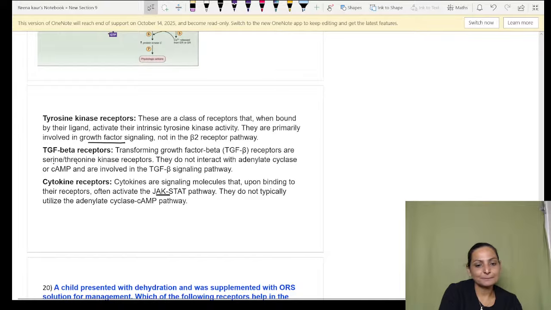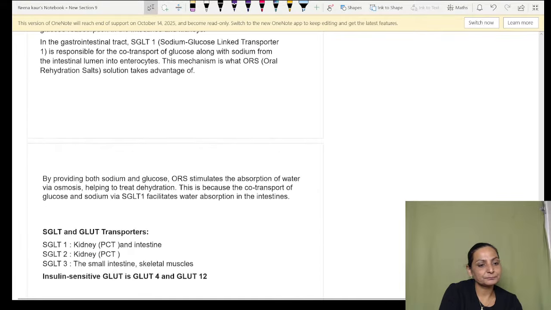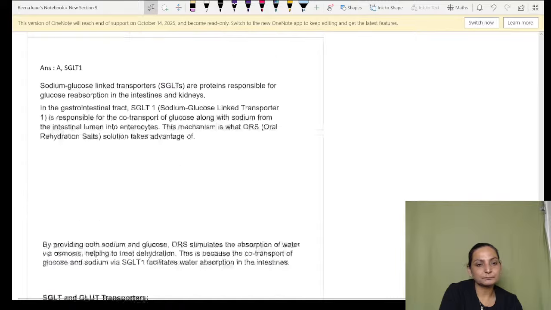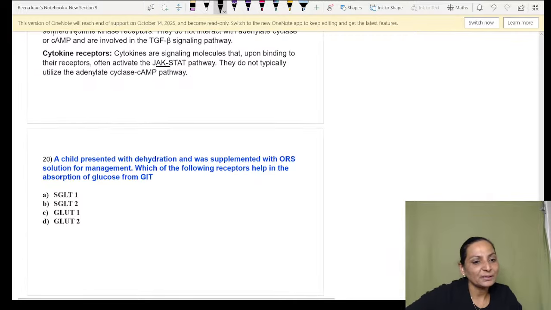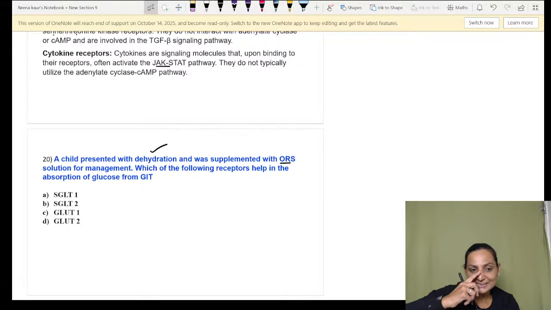Now next is a child presented with dehydration, supplemented with ORS solution for management. Which of the following receptors helps in the absorption of glucose? Now, glucose absorption is one of the very favorite questions. Options: SGLT1, 2 or GLUT1, 2.